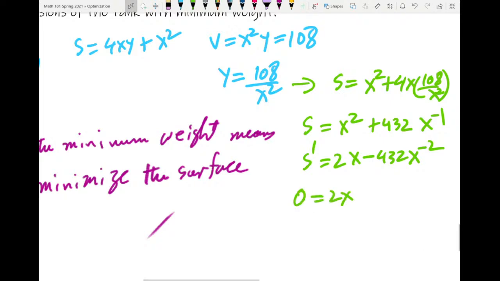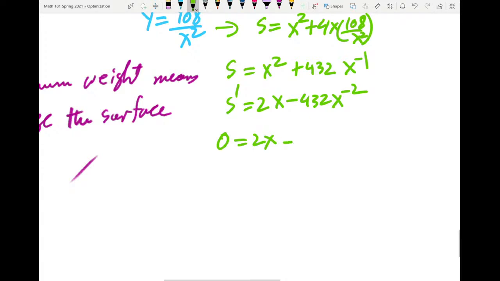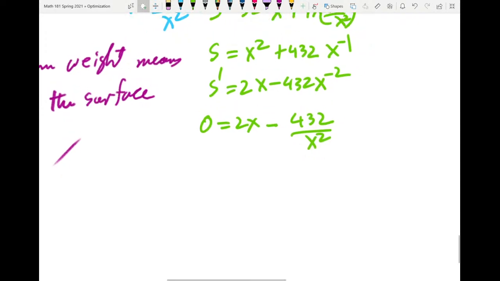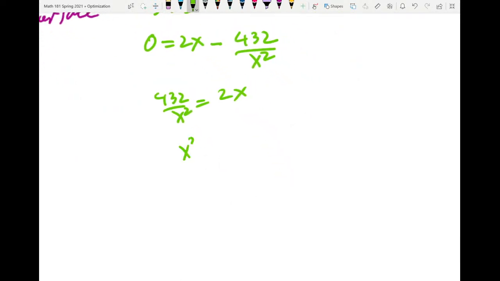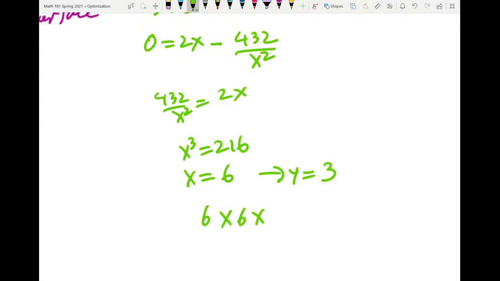We get 2x minus 432 over x squared. We know one of the critical numbers is 0, but we don't care about 0 because if x is 0, it means nothing. So 432 over x squared equals 2x. x cubed then equals 216. So x is equal to 6. Then y becomes, in this case, 3. So our dimensions are going to be 6 by 3.